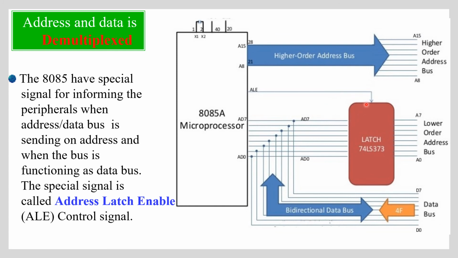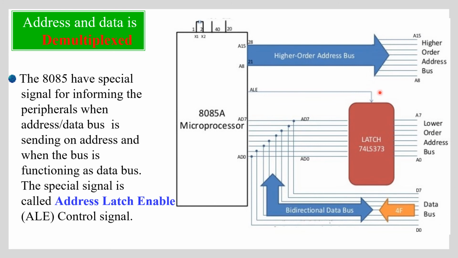So the address latch enable plays an important role. The 8085 has a special signal for informing the peripheral when the address data bus is sending the address and when the bus is functioning as data. The special signal is nothing but address latch enable. Clear? ALE high means it is sending the address, and when ALE is low it is sending the data. So by enabling this latch we can send the address, and by disabling this latch we can send the data.